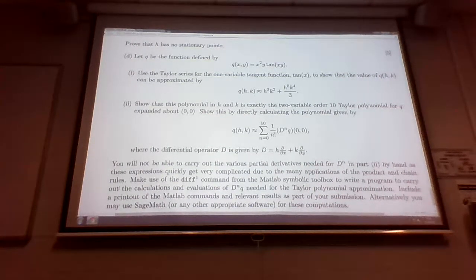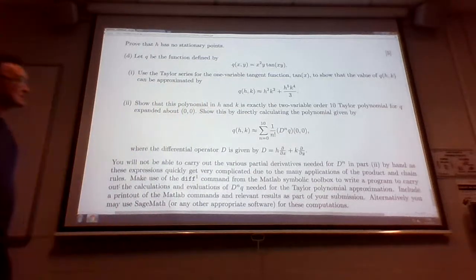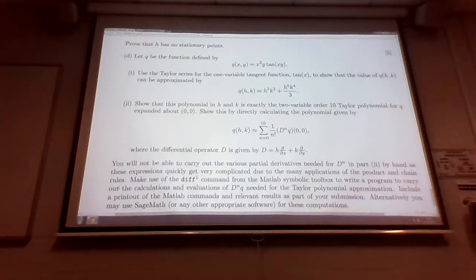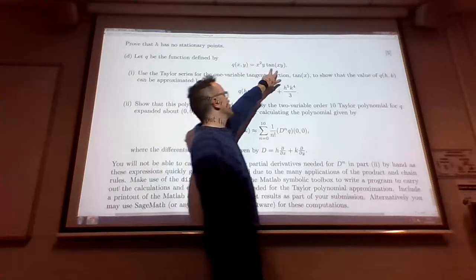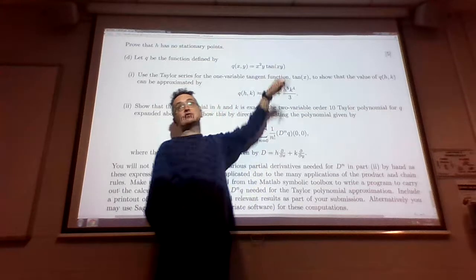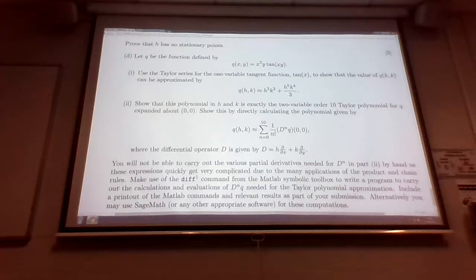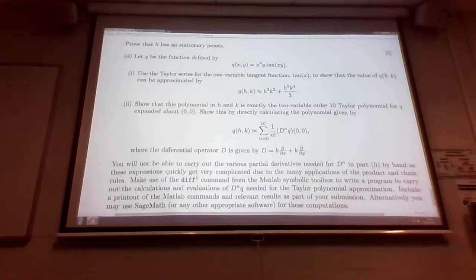And finally, in part D, this is an exercise around the use of Taylor series, or about the calculation of a Taylor series, of a Taylor approximating polynomial. So we're dealing with this function q of xy, which is x squared times y times the tangent of the product xy. And the first thing we might do is, we can look up the known single variable Taylor series of the tangent function. Okay, so you can look that up on Google or in a reference book, or work it out from the definition of single variable Taylor series.